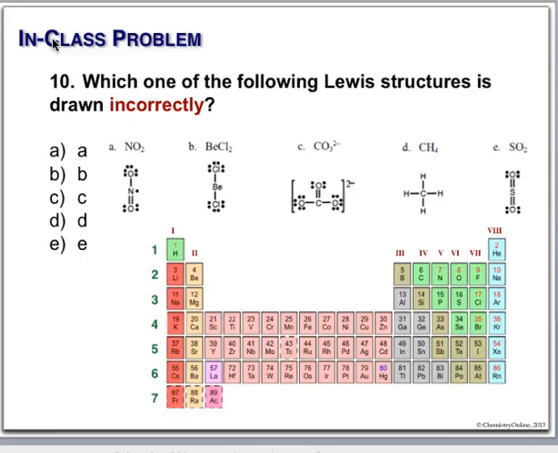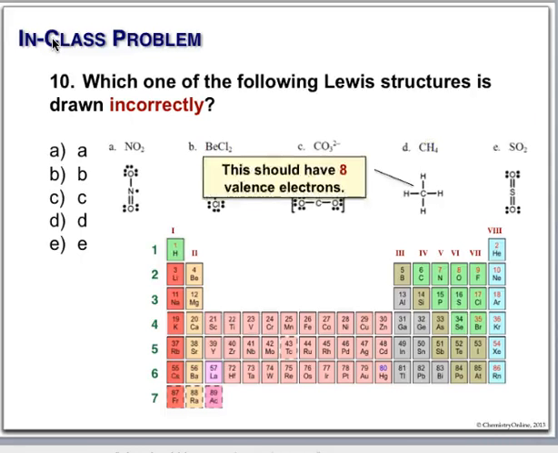Methane. Carbon is group 4, hydrogen group 1. We should have 8 electrons total. We have 4 covalent bonds. Each of them worth 2. That's 8.